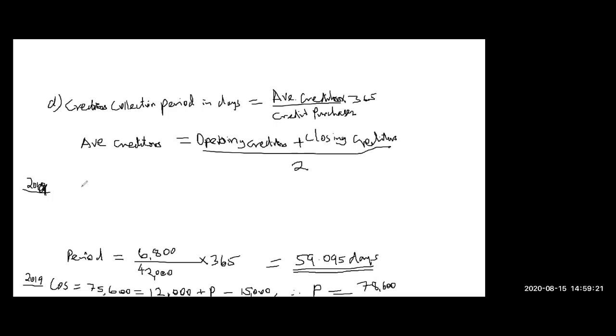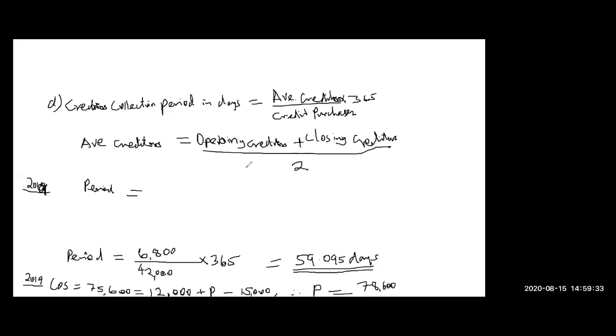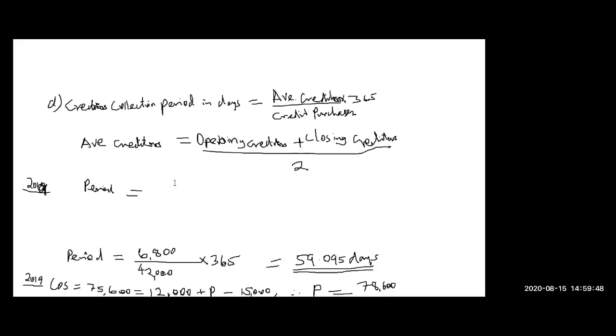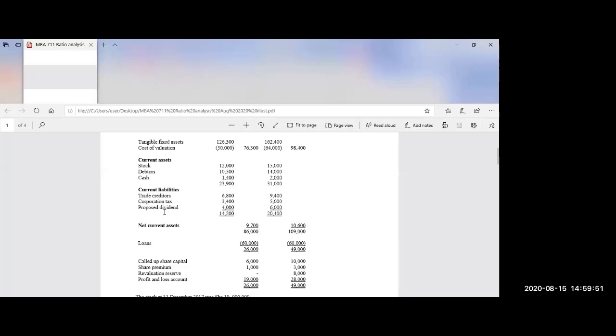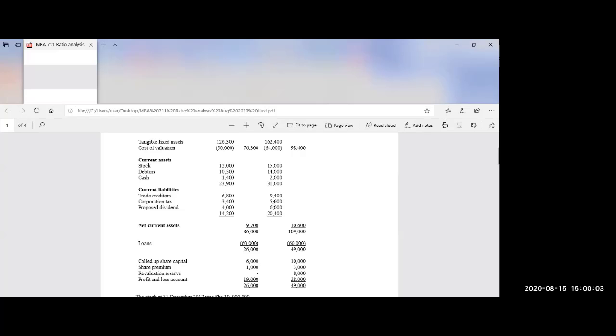So our period is equal to opening creditors plus closing creditors divided by 2. So what is our opening creditors? That is, opening is 6,800 plus 9,400 divided by 2. All right.